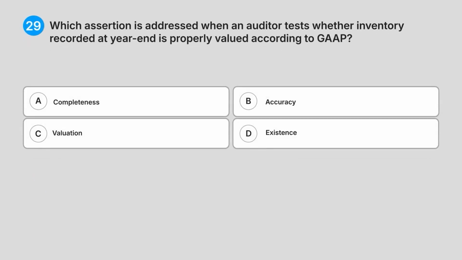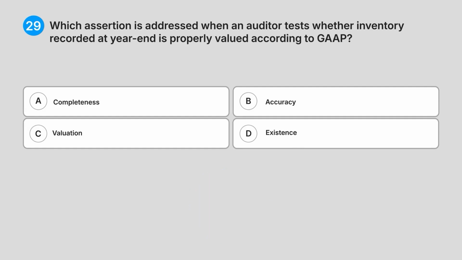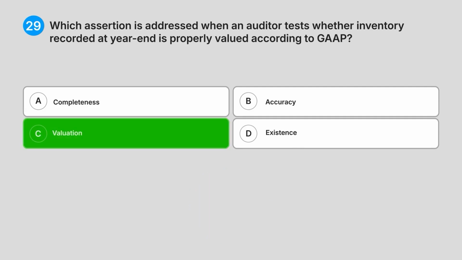29. Which assertion is addressed when an auditor tests whether inventory recorded at year-end is properly valued according to GAAP? A. Completeness. B. Accuracy. C. Valuation. D. Existence. What do you think is the answer? Correct answer: C. Valuation.